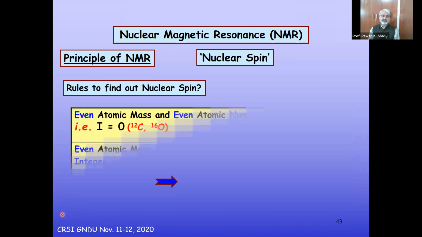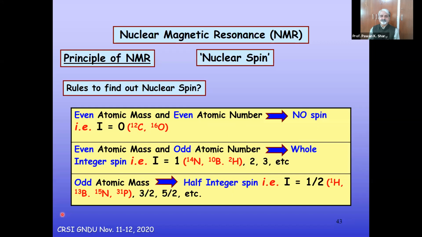But most of the other books give this table, which says even atomic mass and even atomic number, no spin. For example, carbon 12, oxygen 16. Or even atomic mass and odd atomic number, whole integer spin. That is I is equal to 1, 2, 3. Right? And if we have odd atomic mass, then the spin would be half integer. That is 1 by 2, 3 by 2, 5 by 2.